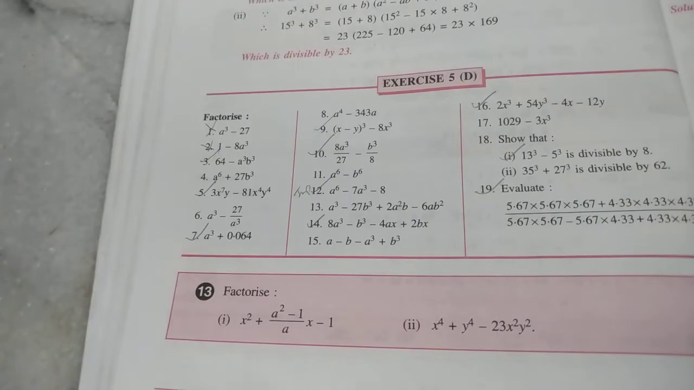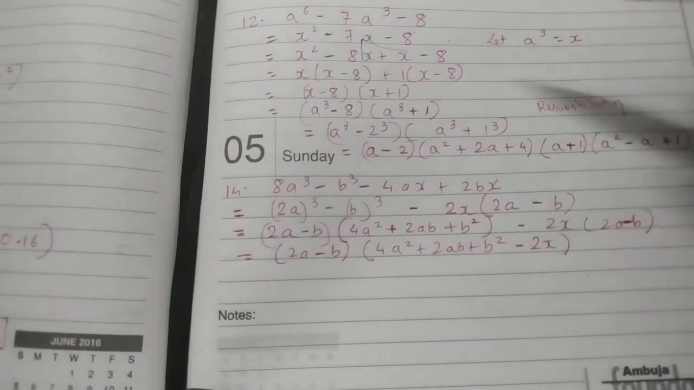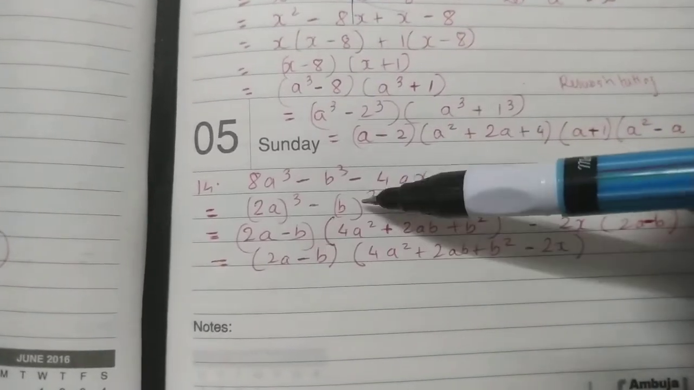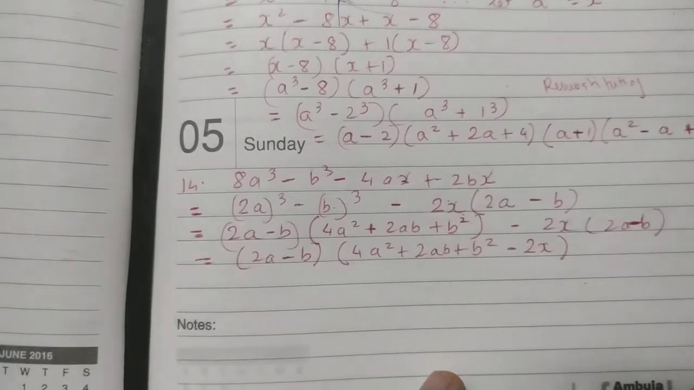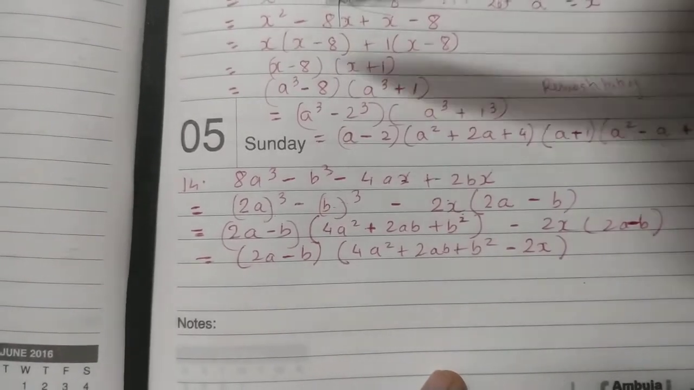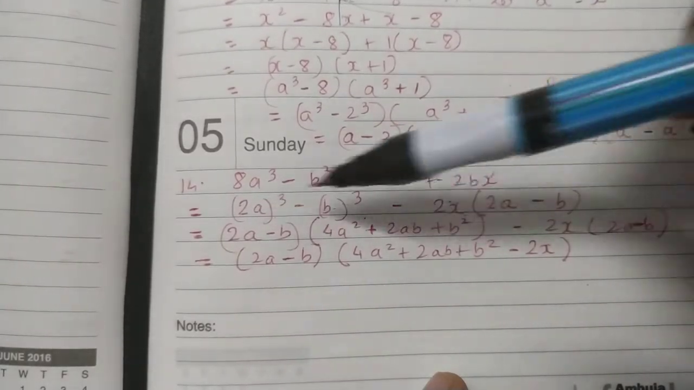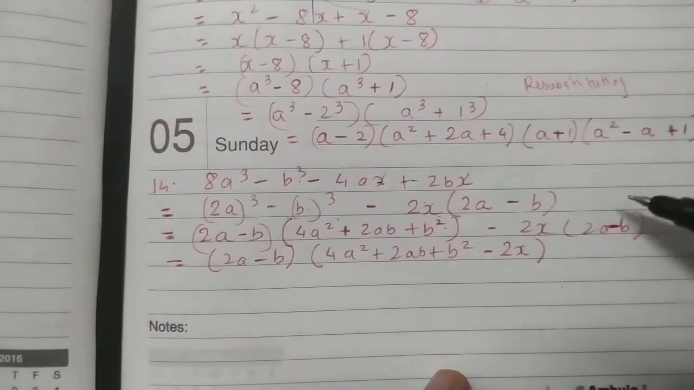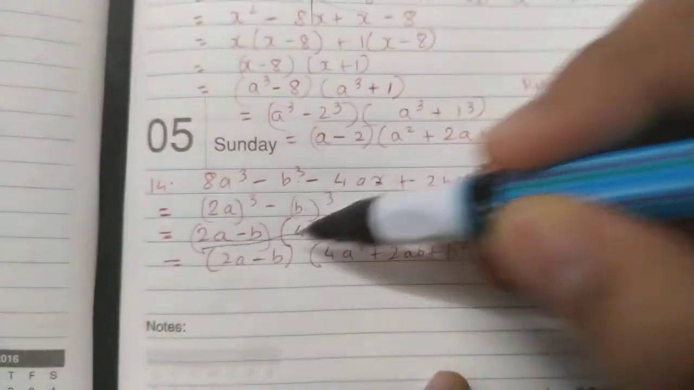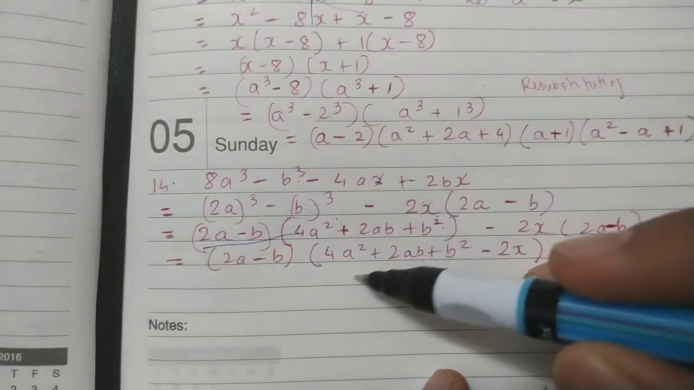Next, in the 14th sum, I see 4 terms, but the first 2 terms are perfect cubes, so we can use the formula a cube minus b cube for the first 2 terms, and in the next 2 terms remove 2x common. Now here a cube minus b cube is (a minus b)(a squared plus ab plus b squared), and this bracket remains as it is. But now the brackets are same, so take it out common and the remainders in the other bracket.